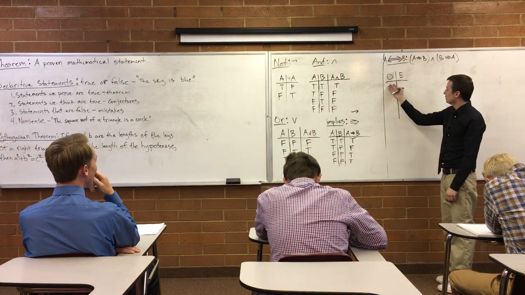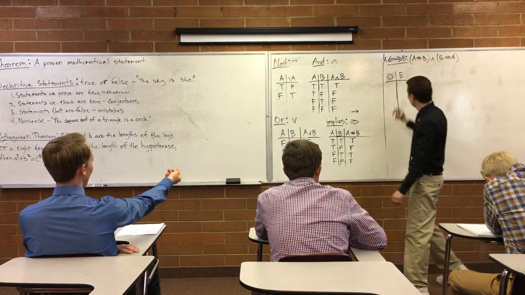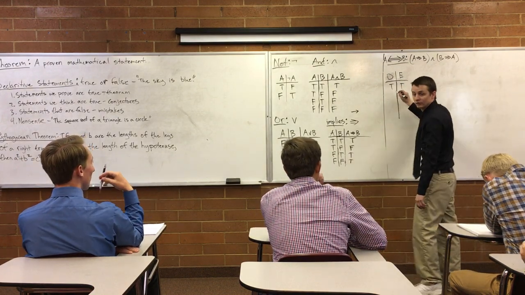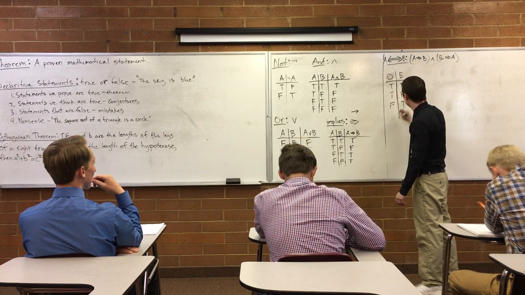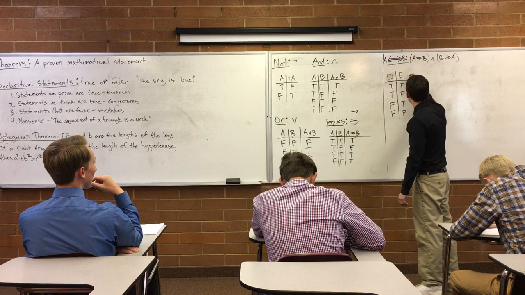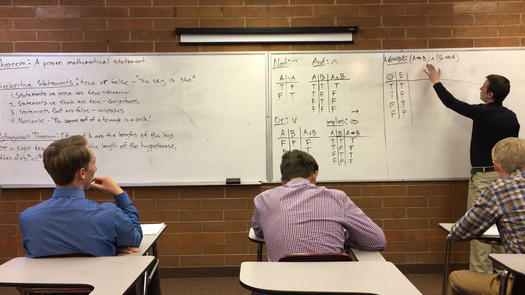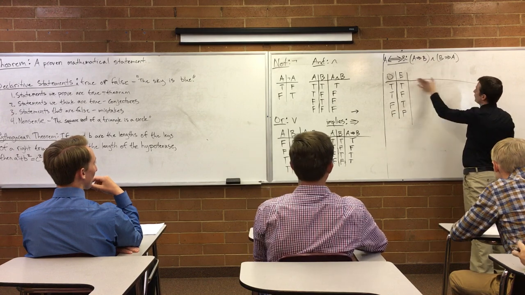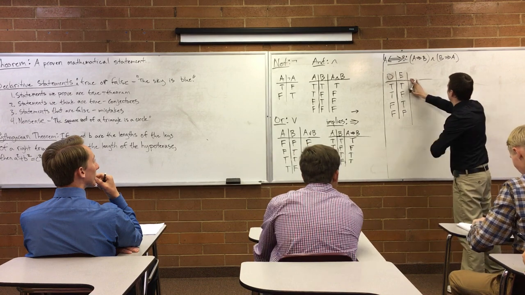All right. So D and E, what are all the possible combinations? We can have true, true. True, false. False, true. False, false. Wonderful. And rather than trying to figure this out in one go, I'm going to break this up into pieces. So I'm going to break up into piece A implies B, and then B implies A, and then the whole thing. You with me with what I'm saying?